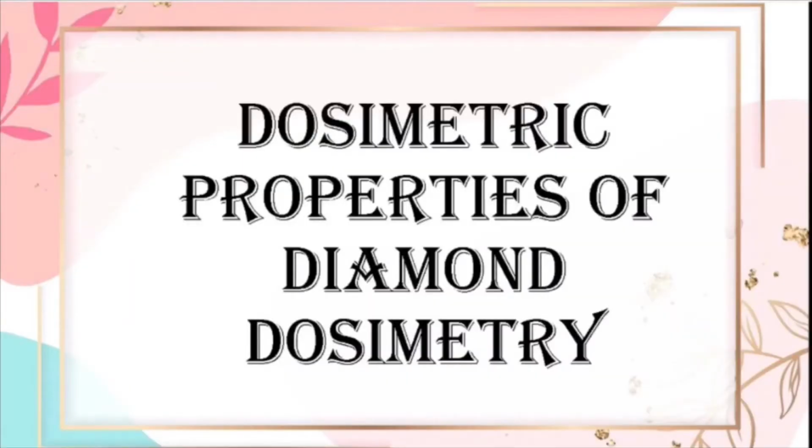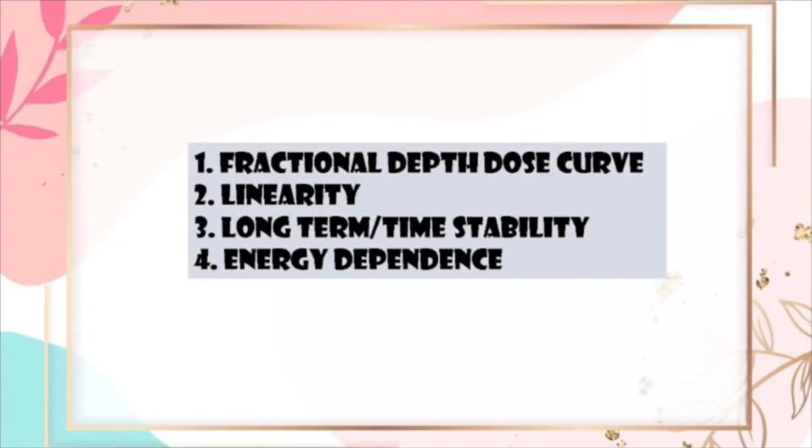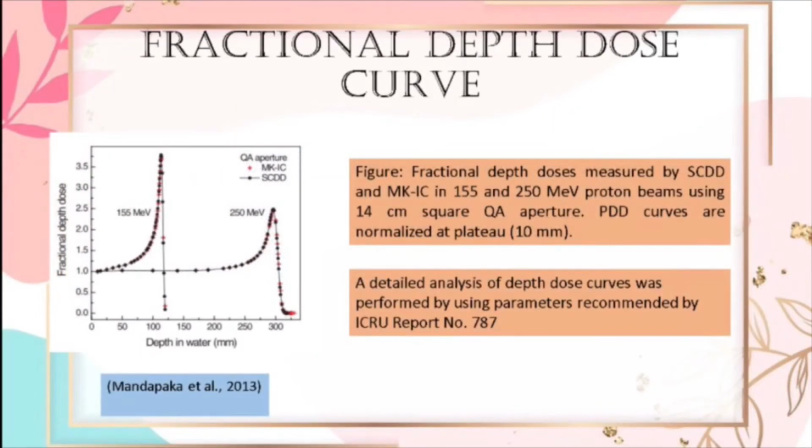Next, we move to the dosimetric properties of the diamond dosimeter. Firstly is the fractional depth dose curve, followed by linearity, and then long-term or time stability, and lastly energy dependence. The first dosimetric property is the fractional depth dose curve.